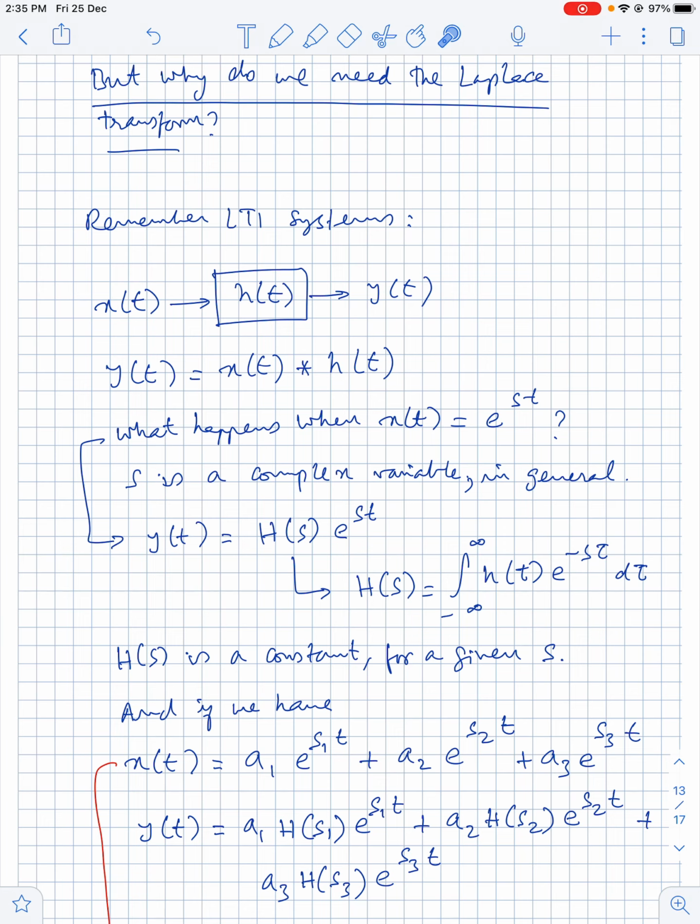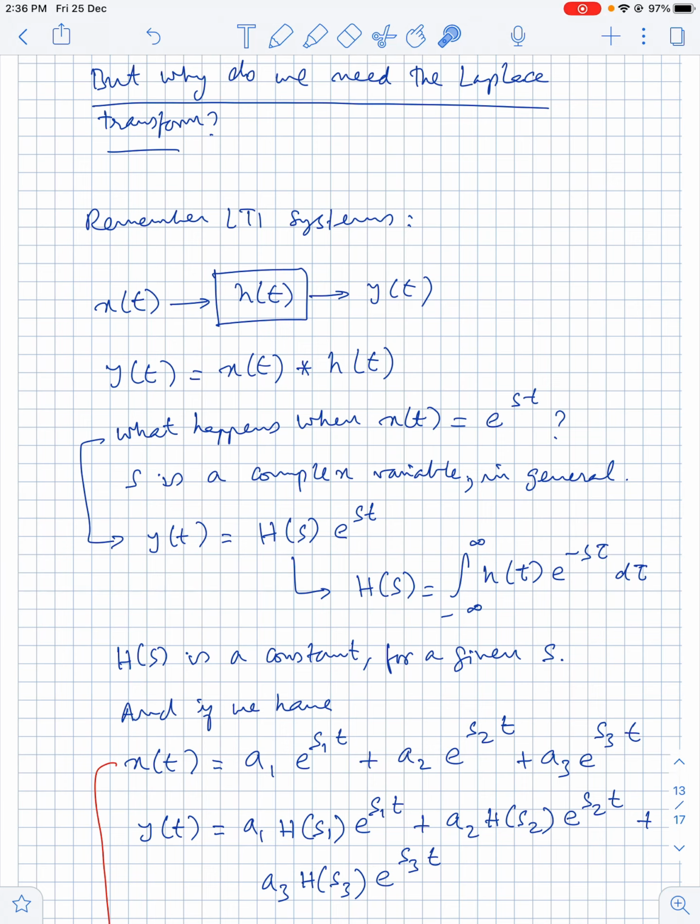Analyze this in terms of LTI systems. We remember what we talked about LTI systems. There is an LTI system represented by h of t, which is the impulse response of the LTI system, and we are giving it an input x of t, and you get the output y of t. The input-output relationship is given by the convolution equation: y of t is x of t convolved with h of t, right? The h of t, I repeat, is the impulse response.